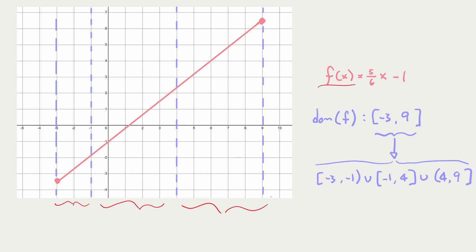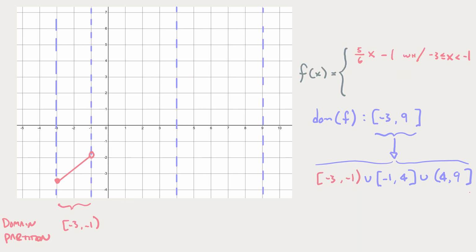In this particular case, what I've done is I've broken up the domain into 3 intervals. We've got -3 inclusively to -1 exclusively, -1 to 4 both inclusive, and 4 to 9, where 4 is exclusive and 9 is inclusive. And I'm going to define the first part of this function using 5/6 x minus 1, where -3 is less than or equal to x, which is less than -1, or that x is between -3 inclusively and -1 exclusively.